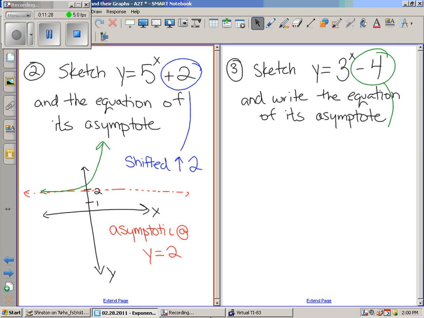Let's play one more time and then we're out of here. One more time. The next graph, you see how it's -4? What happened to it? Yeah, shifted down by 4.